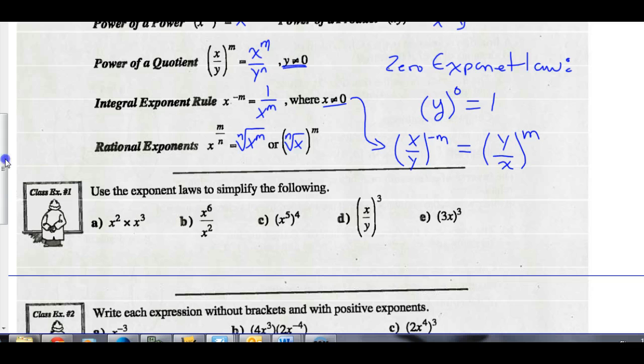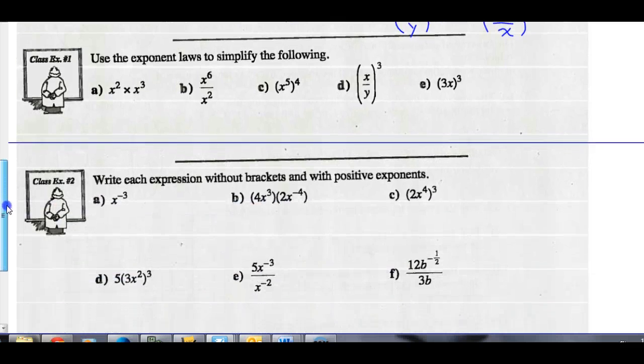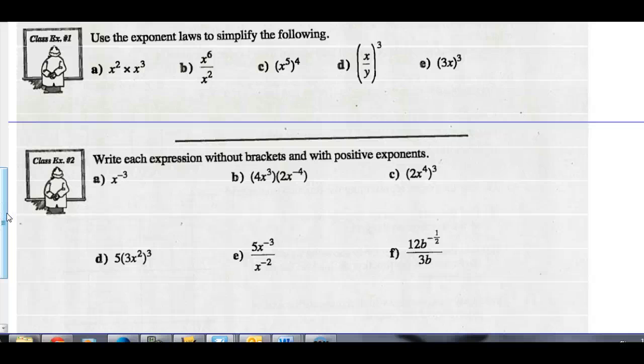Great, so let's use these rules and simplify the following. x squared times x cubed: keep our base and add the exponents. 2 plus 3 is 5. x to the 6th divided by x squared: keep our base and subtract the exponents. 6 minus 2 is 4. For C, power raised to an exponent, we keep our base and multiply. 5 times 4, which is 20.